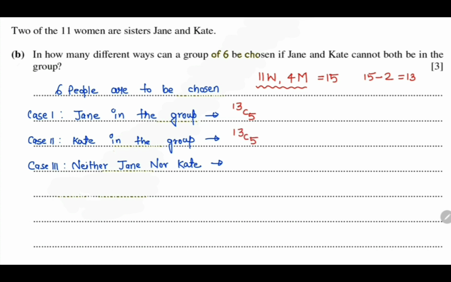And neither Jane nor Kate is in the group. So I have to select 6 people of the group from the remaining 13 people. So this is 13C6. If I add all these possibilities, I will get the total number of selections, equal to the summation of 13C5, 13C5 and 13C6. Let's move to the next question.